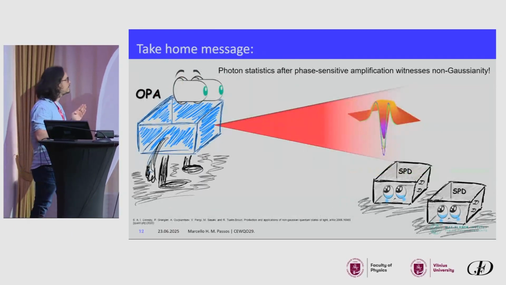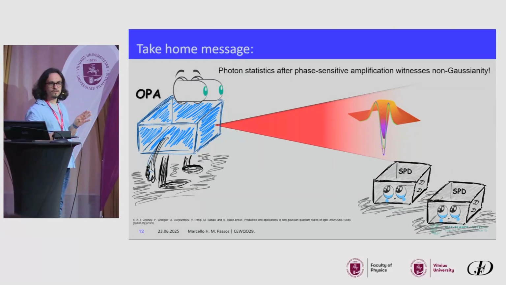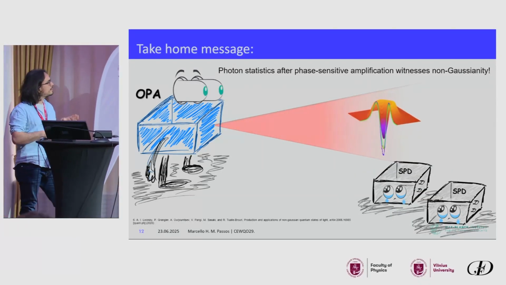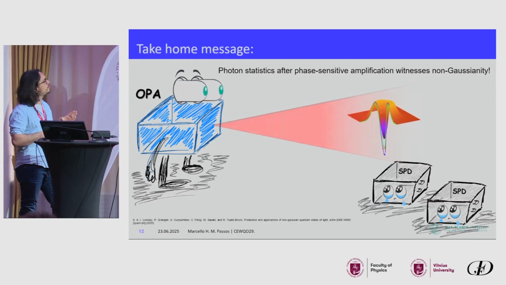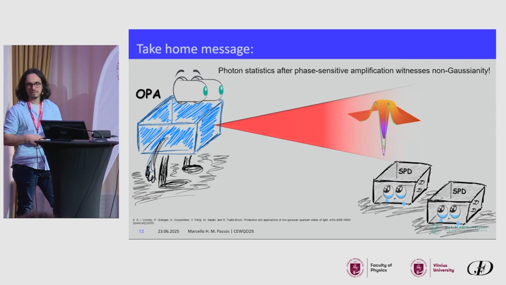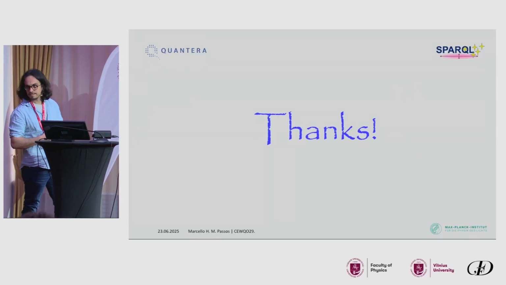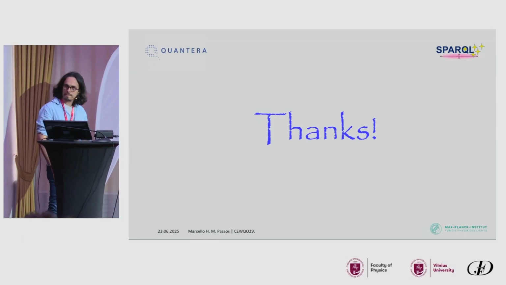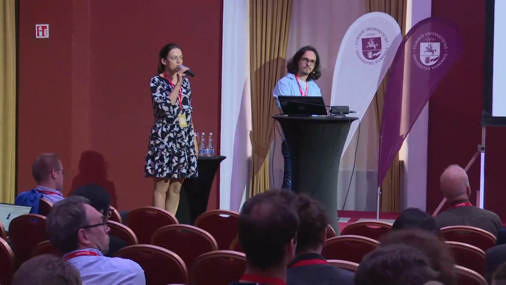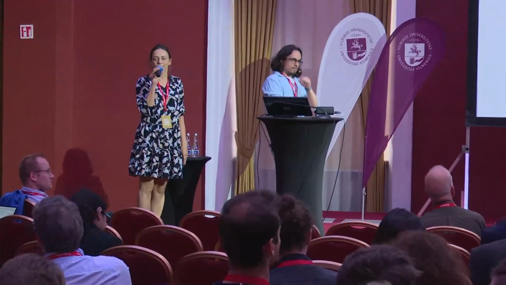So that's the take-home message that I would like to leave in this talk, which means that an optical parametric amplifier can be a device to witness non-Gaussianity. Thanks for your attention. And we are open for questions.